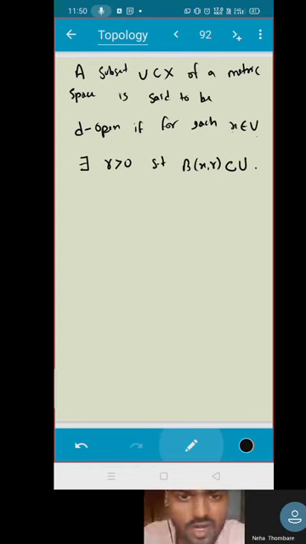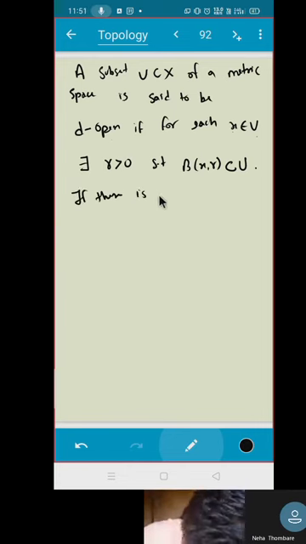If you are not confused with the metric, then you can just say open. There is no issue. Maybe I'll just write it. If there is no source of confusion.